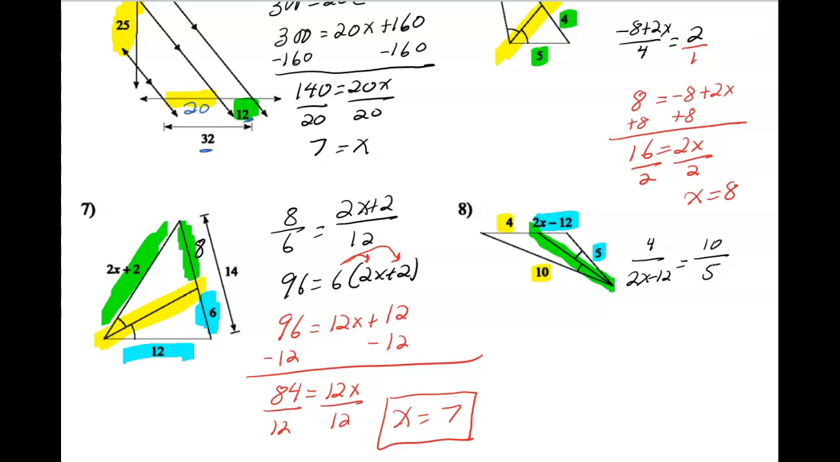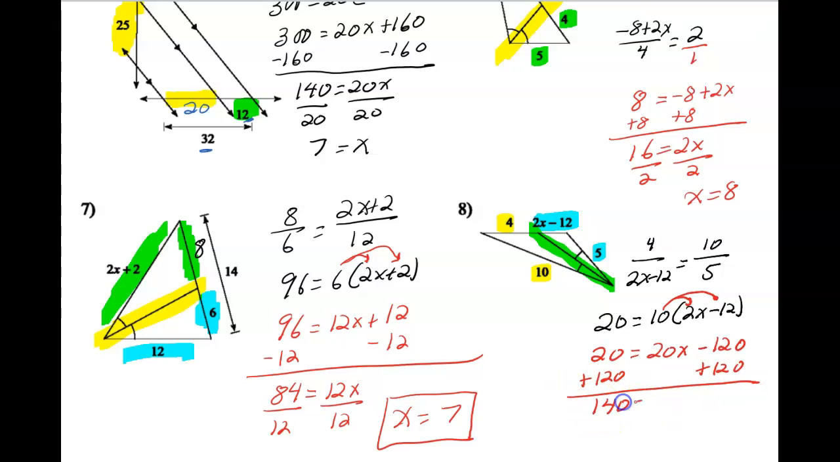So I did yellow over blue. Multiplying, 20 is equal to 10 times 2x minus 12. Distribute, 20x minus 120. So distribute that 10. Let's add 120 to both sides. 140 is equal to 20x. Divide by 20. X is equal to 7. So these are the 3 theorems that we want you to know regarding triangles.